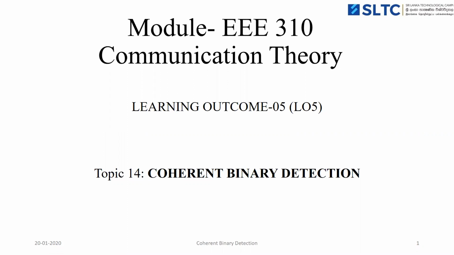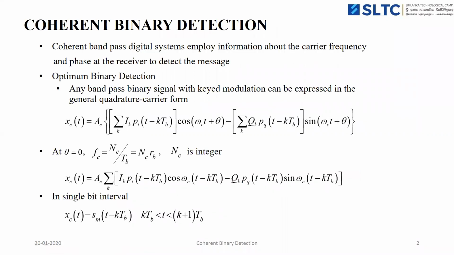So, in this topic, we are going to study coherent binary detection. This topic comes under the third unit of Communication Theory. Coherent binary detection means that the system employs information about the carrier frequency or the carrier phase at the receiver to detect the message bit from the received signals. So let us consider the optimum binary detection.